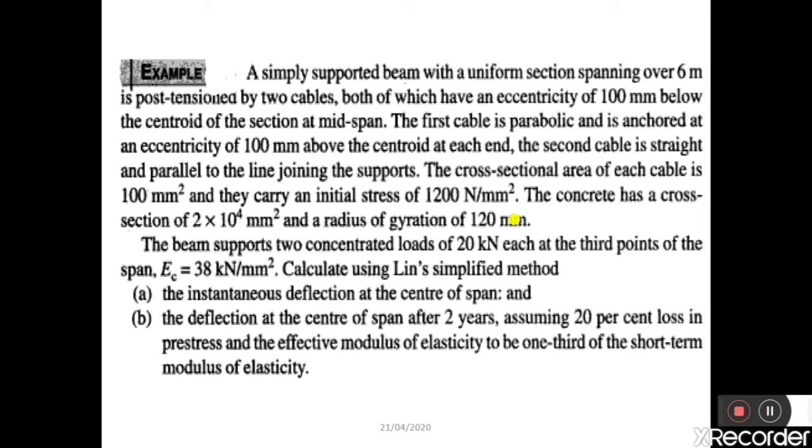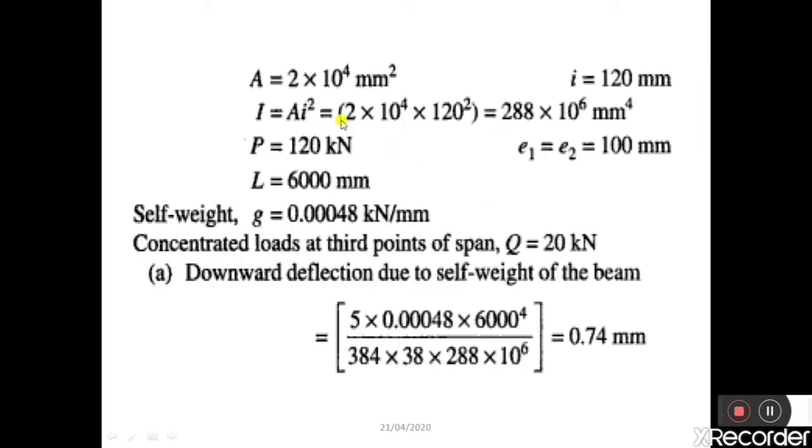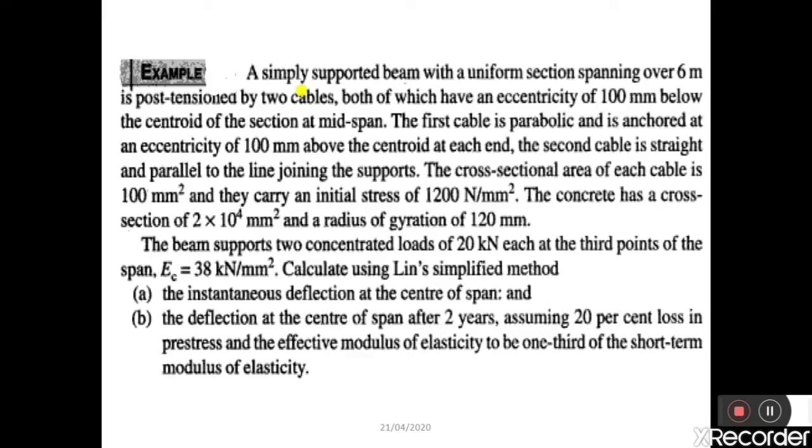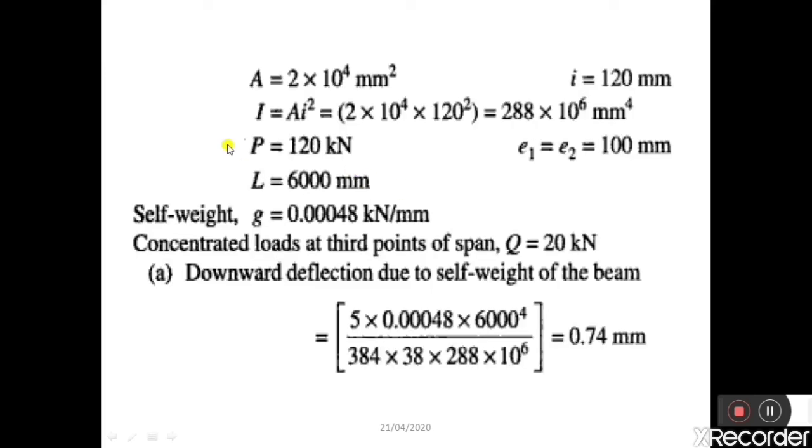P naught is given, that is each cable is carrying an initial stress of 1200 Newton per mm square. So pre-stressing force is equal to area into initial pre-stress. Area is 2 into 10 to the power of 4 multiplied by 1200. We will get P, that is the initial pre-stressing force. So the initial pre-stressing force is 120 kilonewton. L is the span, it is 6 meters. In millimeters it is 6000 millimeters.